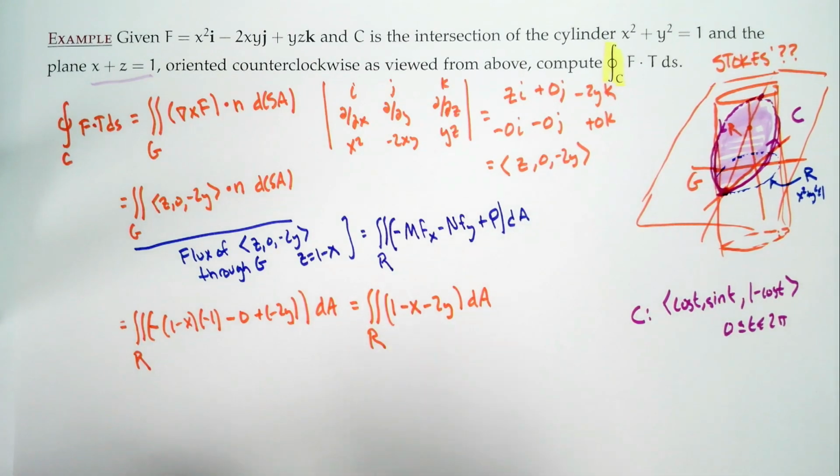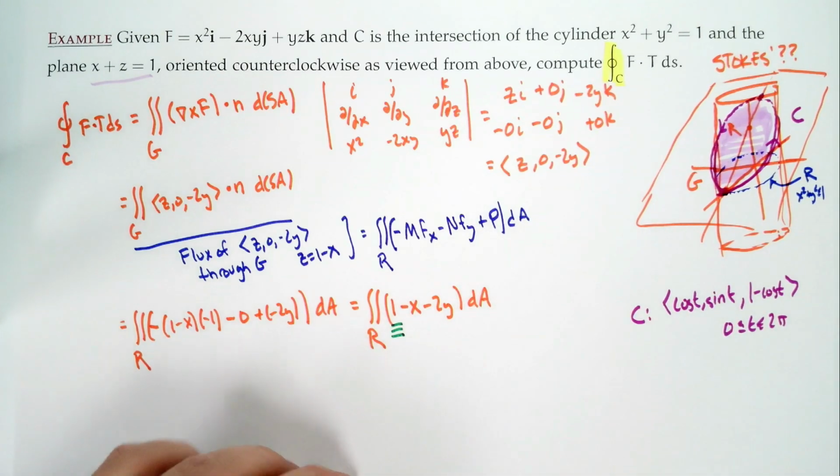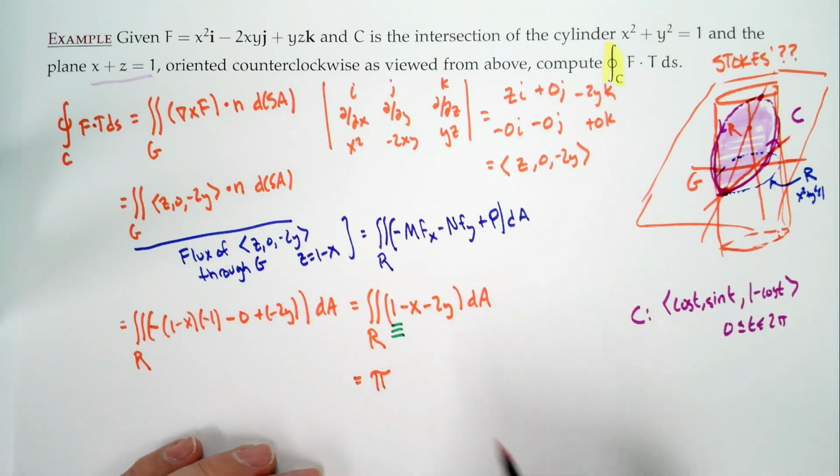First off, let's talk about the integral of 1. If I integrate 1 dA, what do I get? The answer is I get the area of the region. What's the area of the region? It's pi. Okay, that's nice.